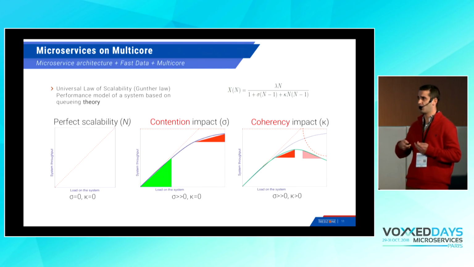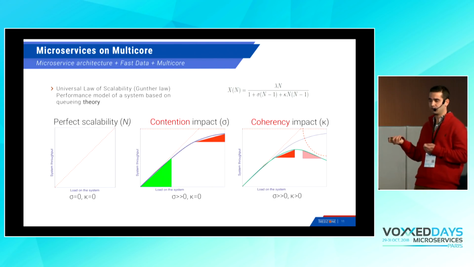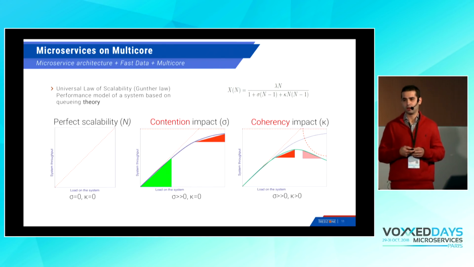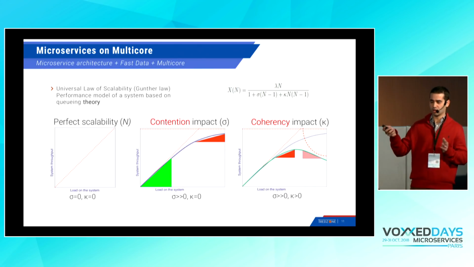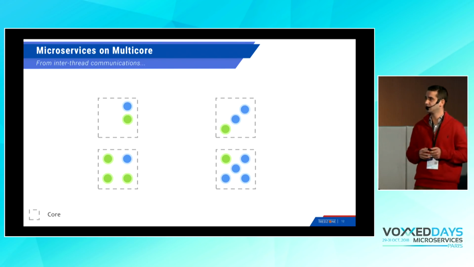And if we add coherency on top of contention, we have negative scalable performance. So the whole issue is to find the sources of contention and coherency in a system in order to solve them. What I will show next are the two main sources of contention and coherency.